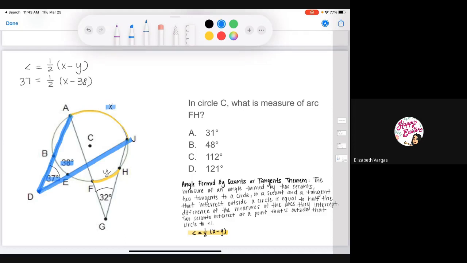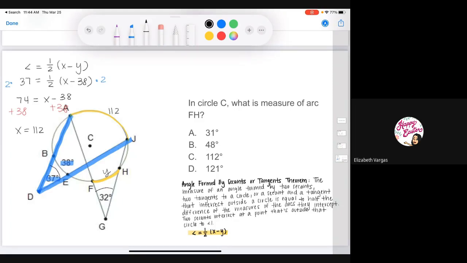We multiply by 2 on both sides to get rid of that fraction, so it's easier for me to work with, which gives me 74 is equal to x minus 38. Let me isolate my x. So plus 38, plus 38. Therefore, x is equal to 112. So now I'm able to identify that x is equal to 112.